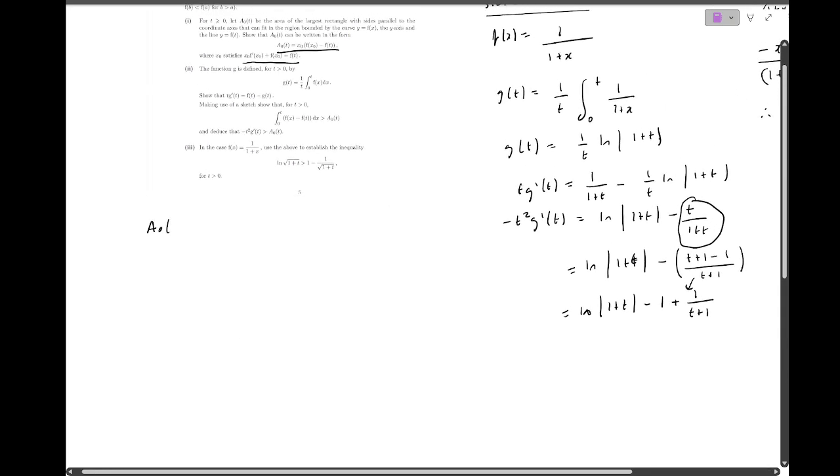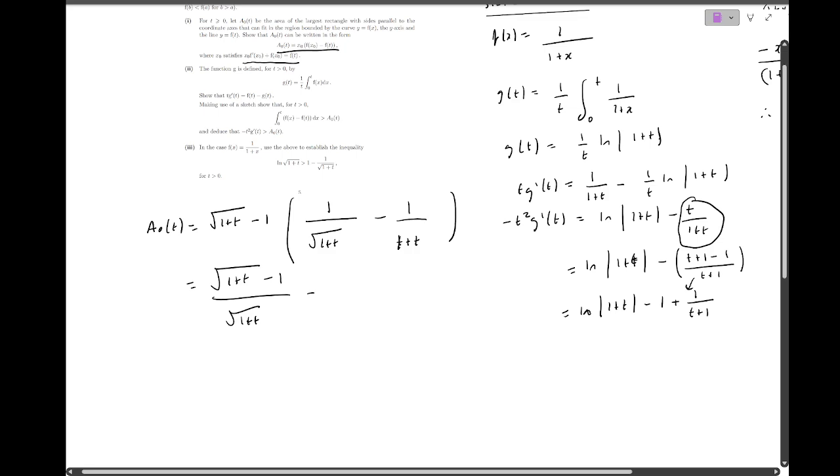So a0 of t is equal to square root of 1 plus t minus 1 times 1 over the square root of 1 plus t minus 1 over t plus 1, or 1 plus t, okay, which is equal to the root of 1 plus t minus 1 over root 1 plus t minus 1 plus t minus 1 over 1 plus t.